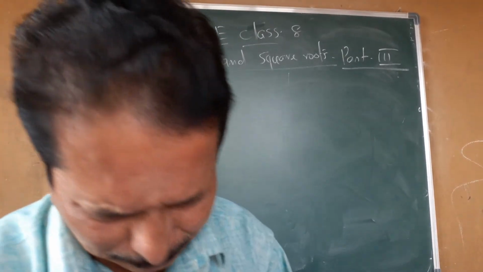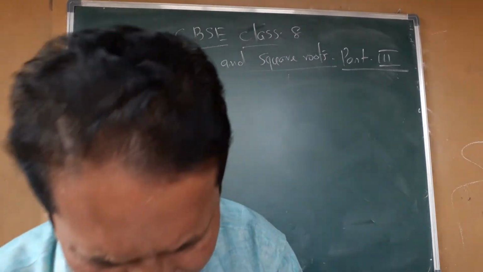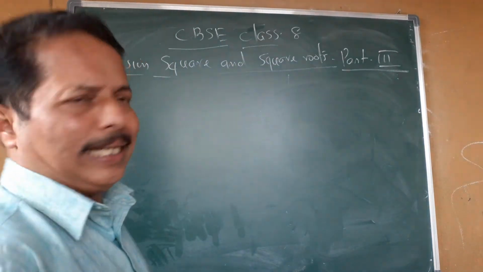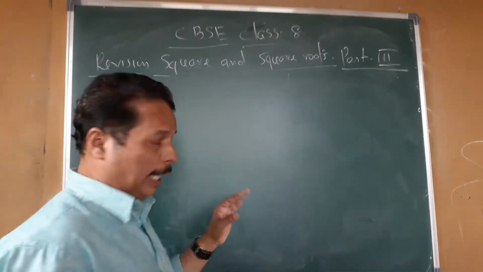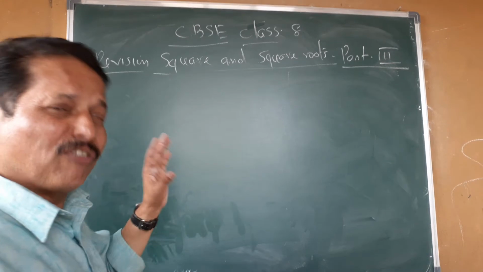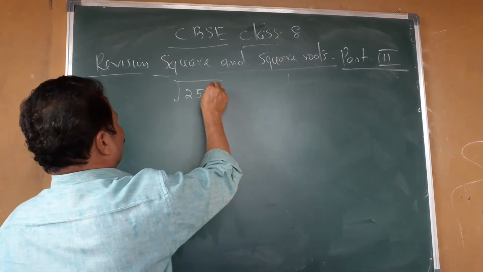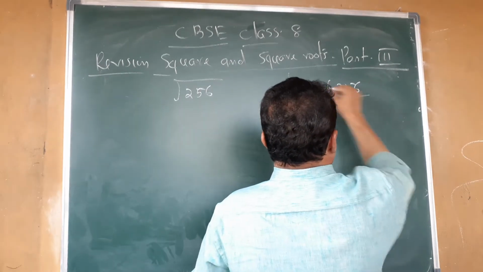Next. Finding square root. Look very carefully here. Finding square root by division method, that means factorization method. Find the square root of 256. That is root 256. 256 is an even number.